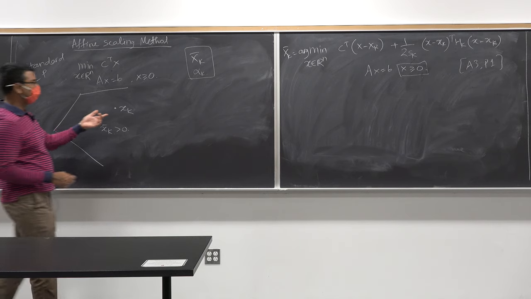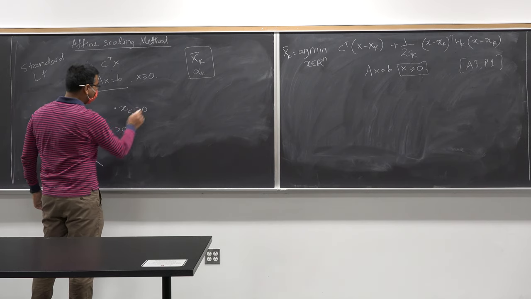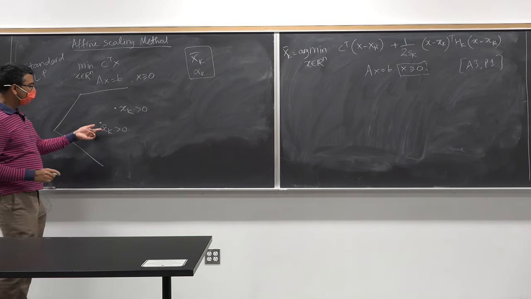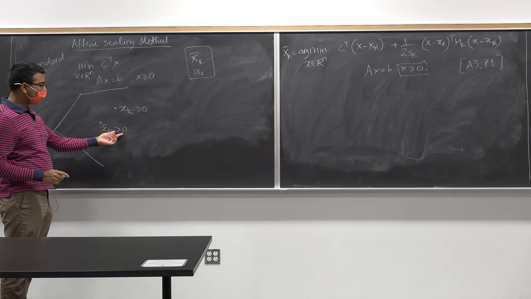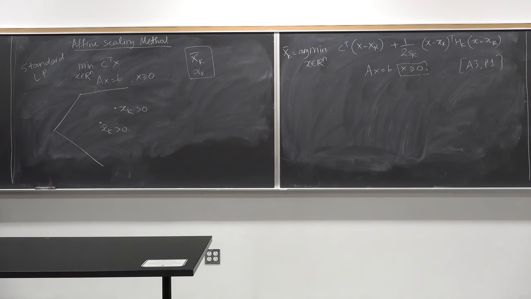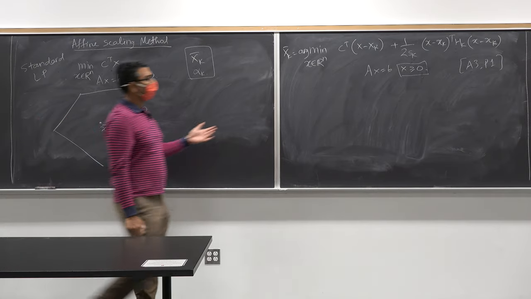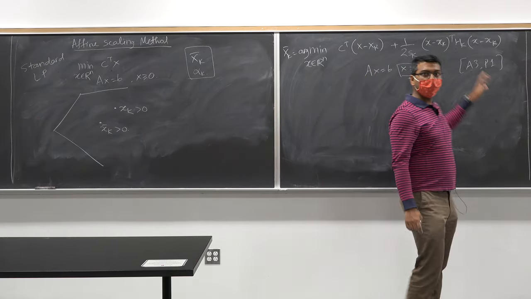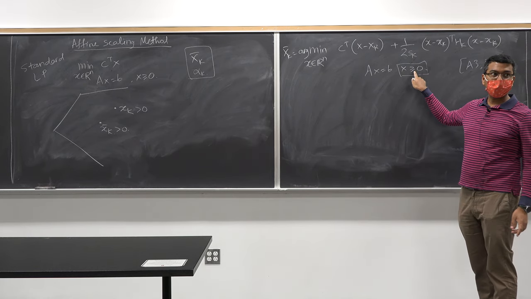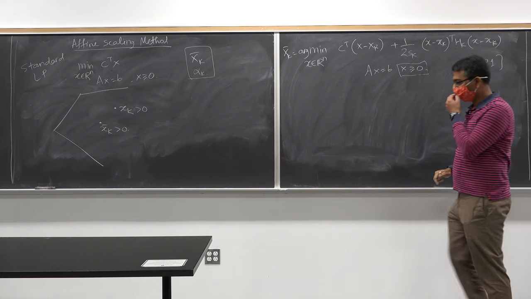Let me retrace. I'm going to pick an xk which is strictly greater than 0 and which lies within the constraint set Ax equal to b. And I'm going to pick my sk sufficiently small so that all the components of x bar k are strictly greater than 0. If I could do that, then I can totally remove this constraint, because I know that the solution to this optimization problem without the constraint satisfies the constraint. So I can remove the constraint.